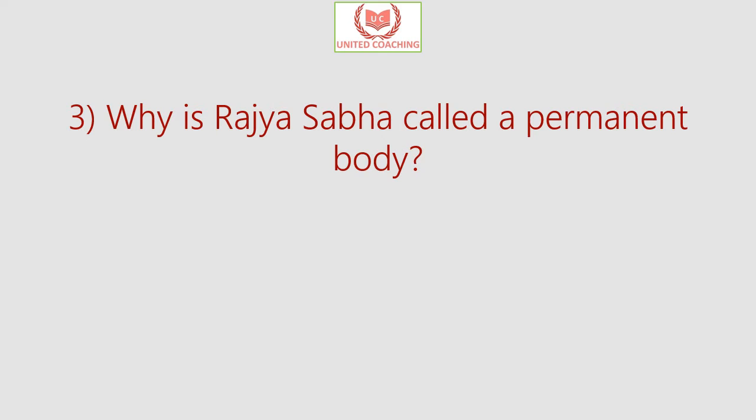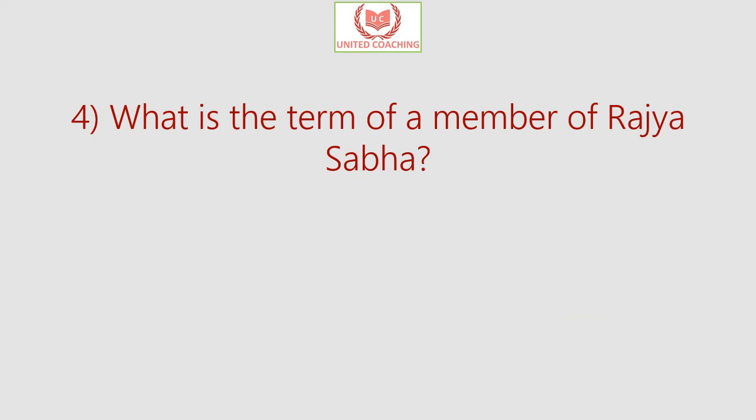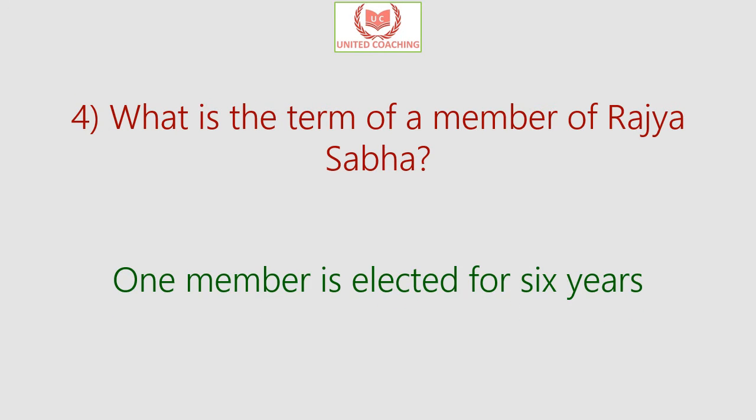Our next question is, why is Rajya Sabha called a permanent body? So answer is, Rajya Sabha is never dissolved. Only 1/3 of its members retire every 2 years. Our next question is, what is the term of a member of Rajya Sabha? So answer is, one member is elected for 6 years.